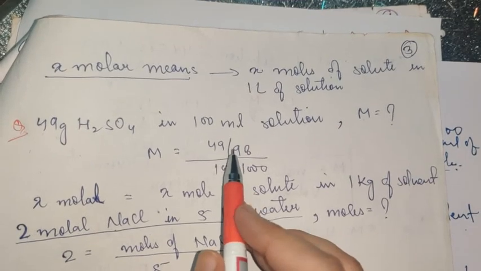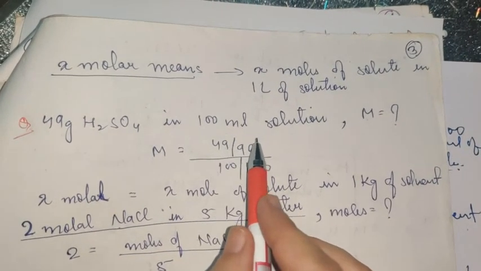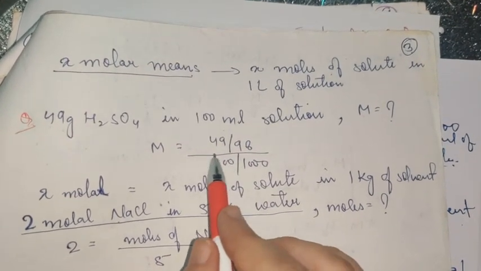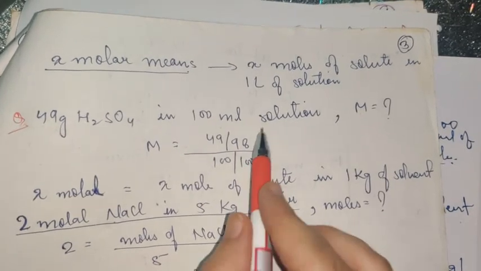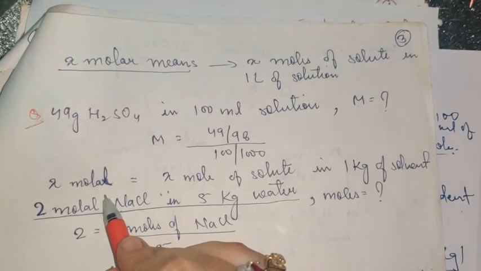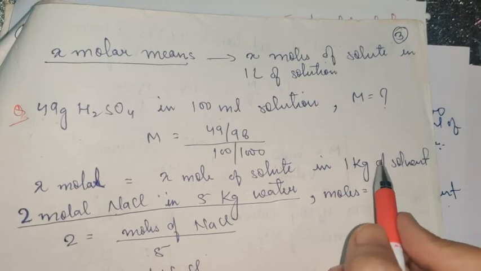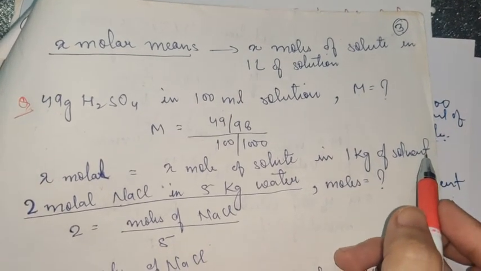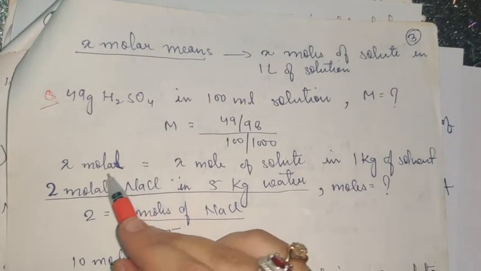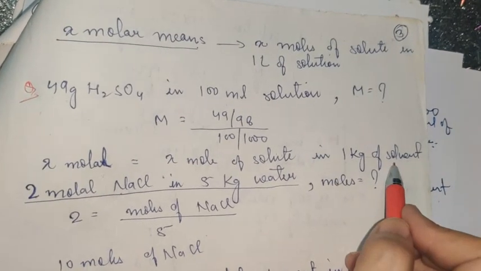You will first of all find out the number of moles, which is equal to given weight upon molecular weight, upon the volume of solution in liter, which will be 100 upon 1000. So, on calculating this, you will get the molarity. Okay, and x molal means what? It means x mole of solute in 1 kg or 1000 gram of solvent. So just remember this, children. This is the only concentration term, molality, where the weight of solvent is considered in the denominator.